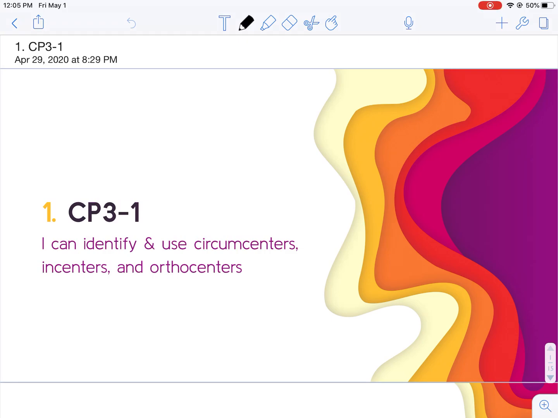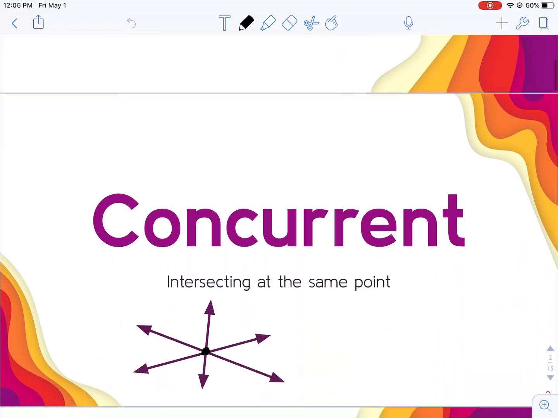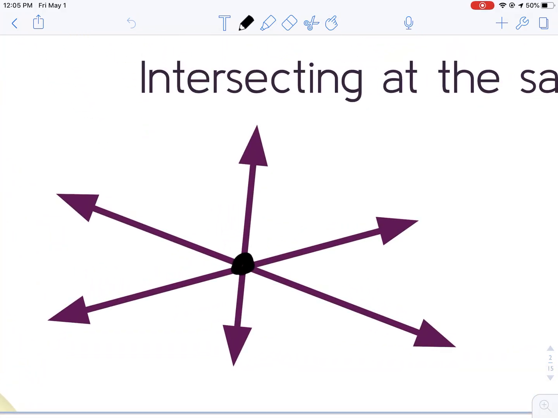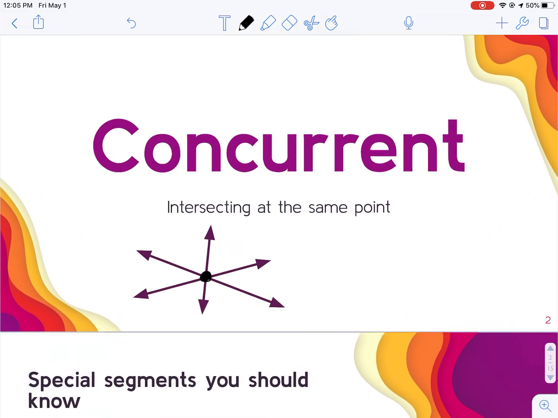On CP3-1, we're going to learn the vocabulary of this unit, which includes the words circumcenters, incenters, and orthocenters. So the first word you need to know is concurrent, and that means they intersect at one point. So these three lines all meet at this point, so they are concurrent.